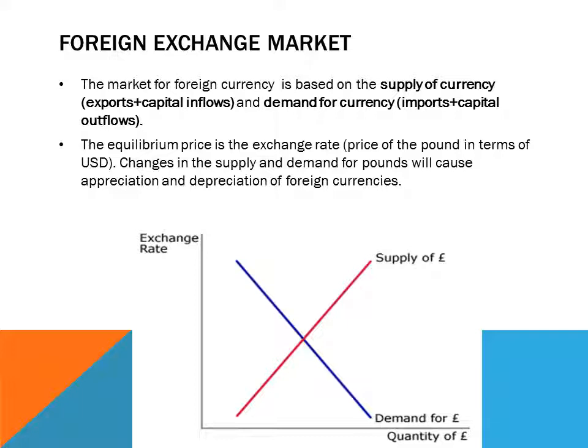The exchange rate is the price of the pound, in the case of the UK and United States example, in terms of the US dollar. Changes in the supply and demand for pounds will cause appreciation and depreciation of foreign currencies. For example, if we see an increase in demand for the pound, the exchange rate will increase. This means that it now costs more US dollars to buy each pound of British currency. However, this will also mean a depreciation of the US dollar in terms of the UK's pound.